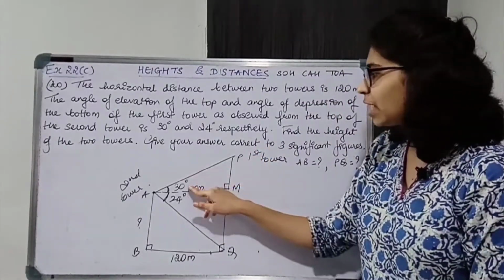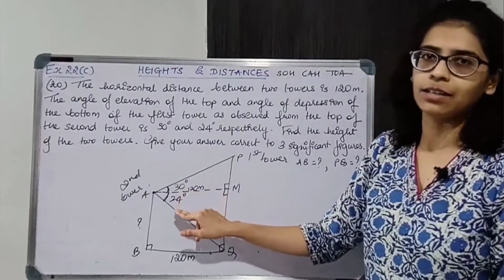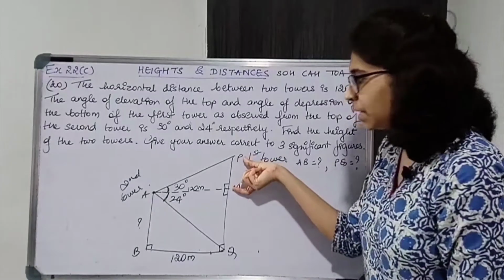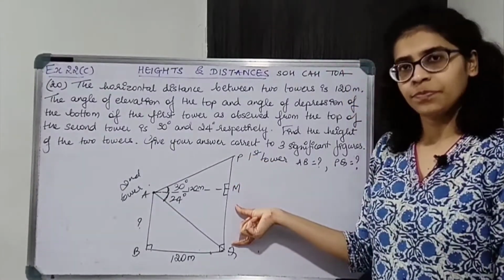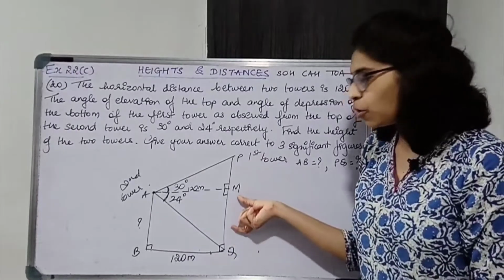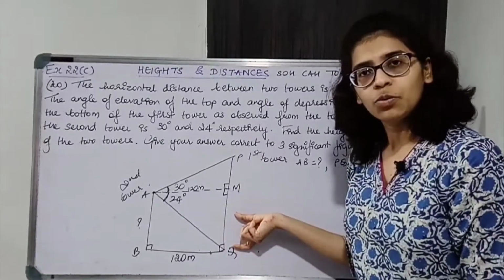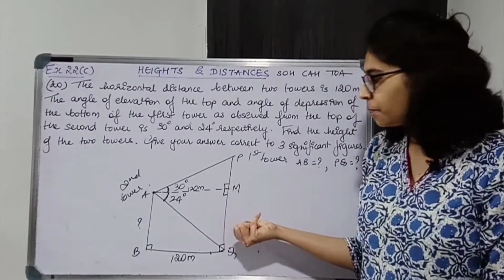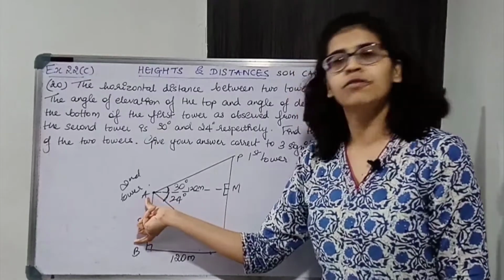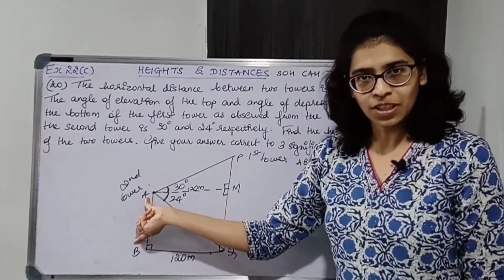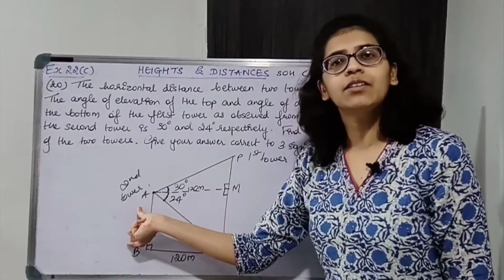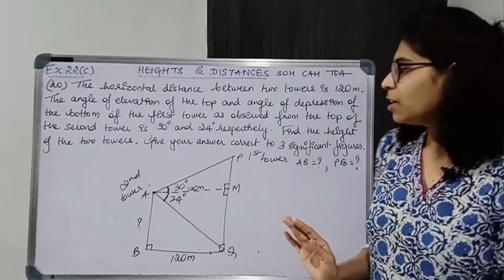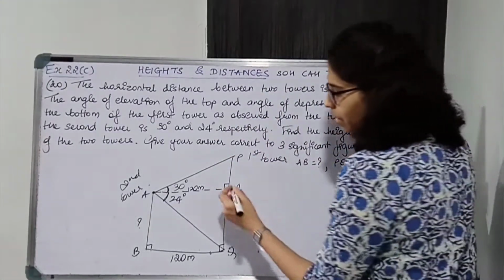For this triangle also we have side and angle, for this triangle also we have side and angle. So you can apply trigonometric ratio and find PM and MQ. So PM and MQ दोनों को ऐड करके I'll get PQ, that is the height of the first tower, and MQ is nothing but the height of the second tower. So once you find PM and MQ, finding the height of the two towers is easy. So let us now see how we'll find PM and MQ.